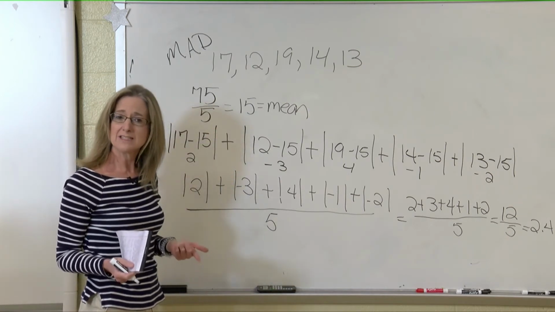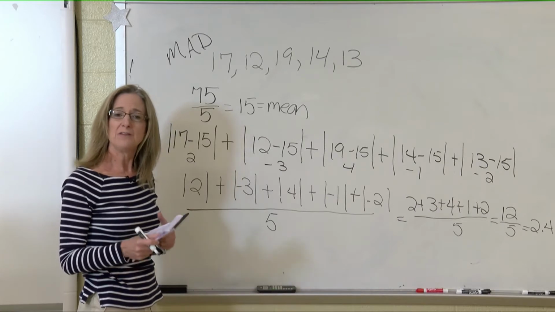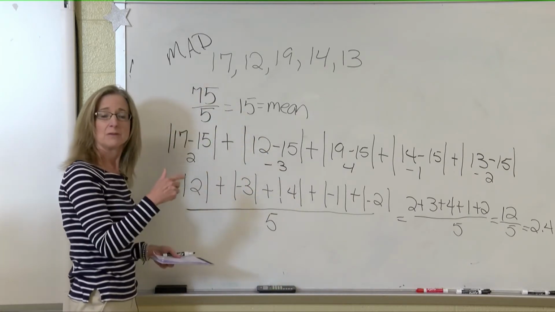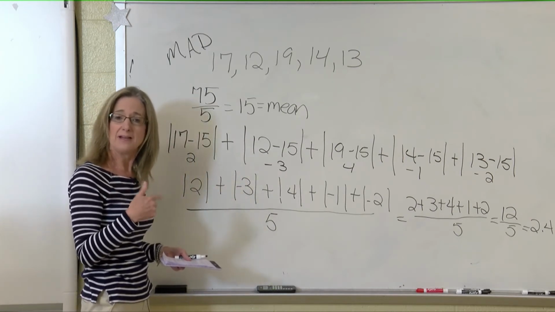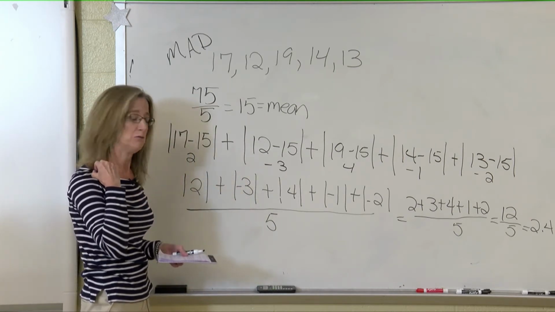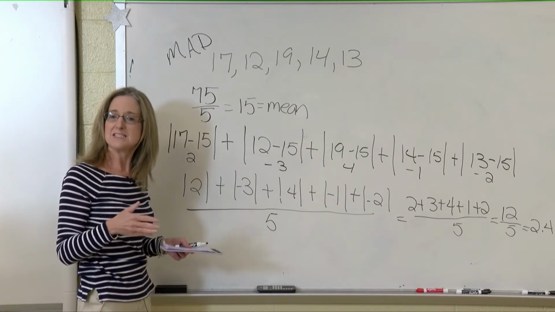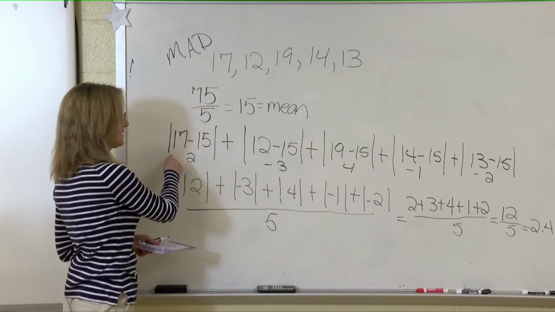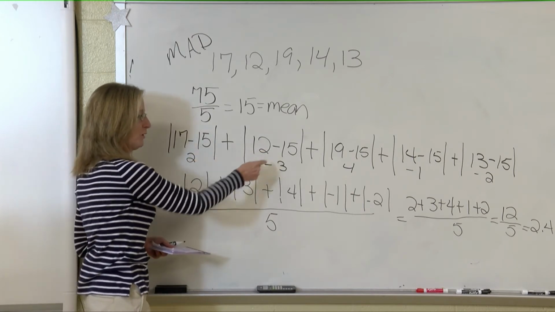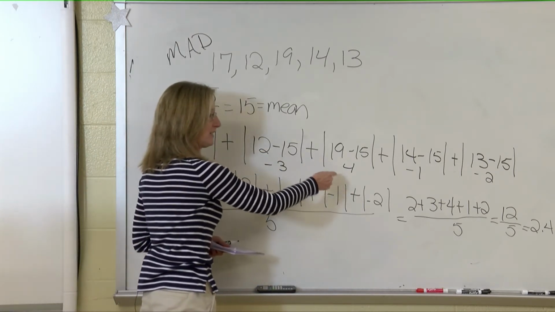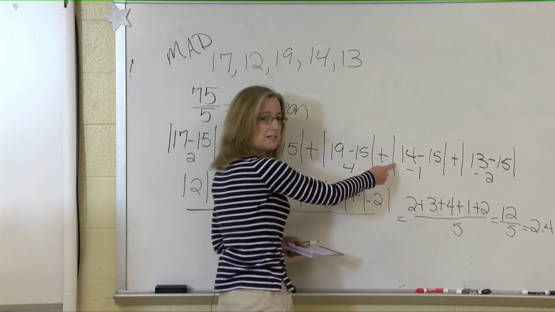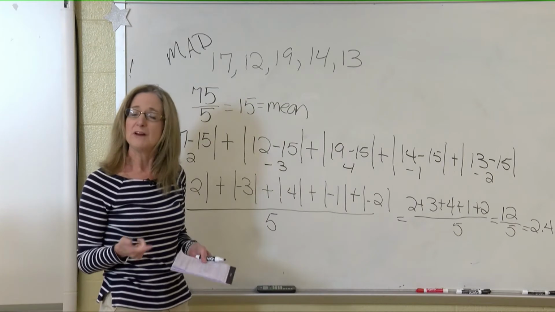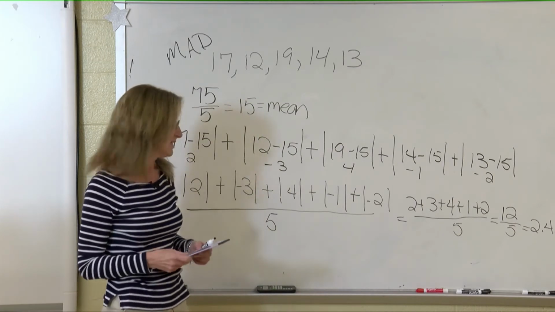So what was our next step? We found the absolute value of each number. We subtracted the mean from that number, and then we found the absolute value of that. That gave us the distance of that number from the mean. 17 minus 15, 12 minus 15, 19 minus 15, 14 minus 15, and 13 minus 15. We found the absolute value to give us that distance.